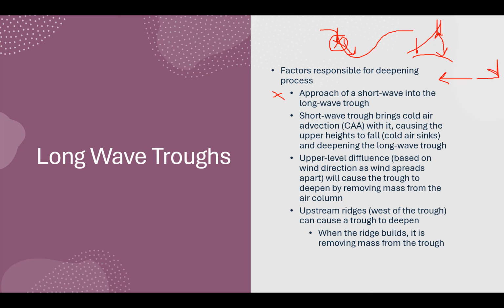So here's our air column. Here's the surface. Here's the air rising. Air converges here in the low levels. You get the point. We're removing mass up here at the top of the air column, and that's resulting in more accelerated low-level convergence and rising air to make up for the loss of mass at the top of the air column. So that will deepen the trough.